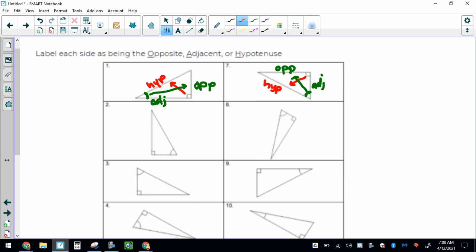All right, let's do two more here together. This right angle, across from the right angle is going to be your hypotenuse. Then you find your marked angle. Touching the marked angle is going to be the adjacent side, and across from the marked angle is going to be the opposite. All right, last one that we'll do together. Find your right angle. Across from the right angle is your hypotenuse. Find your marked angle. Touching it is going to be the adjacent. Across is going to be the opposite.